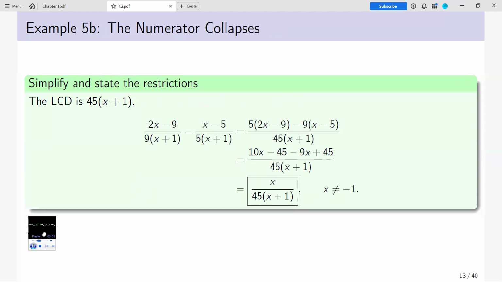After using the LCD, distribute both multipliers carefully. The constant terms cancel completely, leaving only x in the numerator. Sometimes algebra cleans its own room, though we should not expect this behavior consistently.